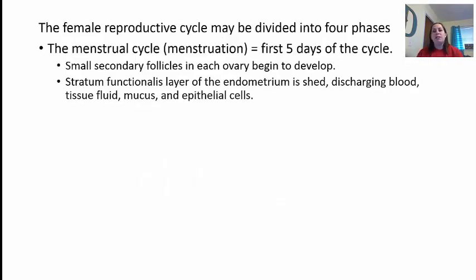Now, the female reproductive cycle may be divided into 4 main phases. The menstrual cycle, also known as menstruation, is the first 5 days of the cycle. This is where the small secondary follicles in each ovary begin to develop. So that's what's happening on the ovarian side, okay? On the uterine side, we see that the stratum functionalis layer of the endometrium is shed. It's discharged. It's sent out of the body. And this is a series of tissue fluid, mucus, and epithelial cells with the blood.